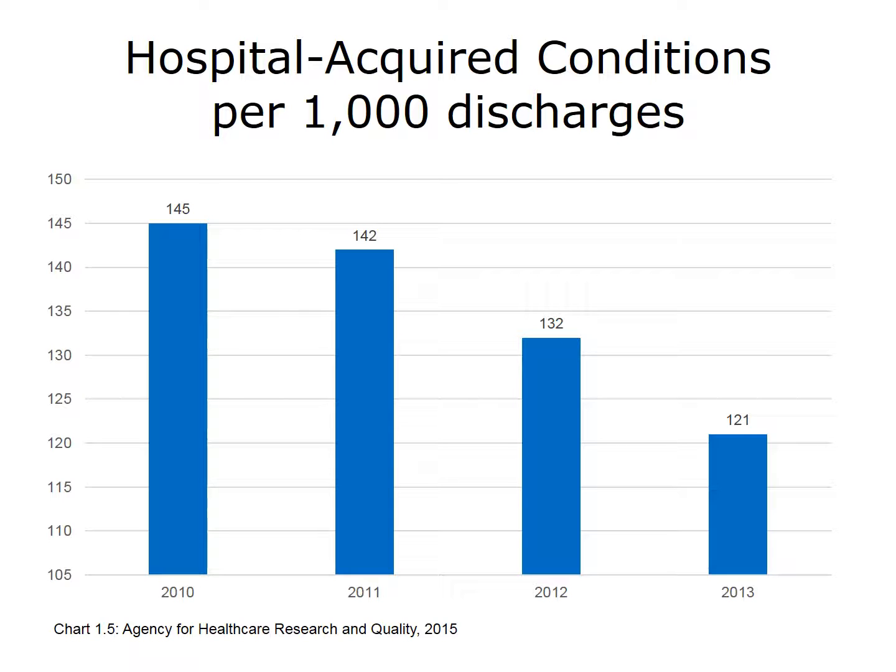One area of success has to do with the rates of hospital-acquired conditions. These are adverse events, such as infections acquired in the hospital. As this graph highlights, the rates of hospital-acquired conditions have decreased between 2010 and 2013.